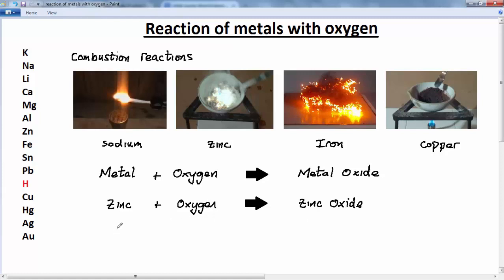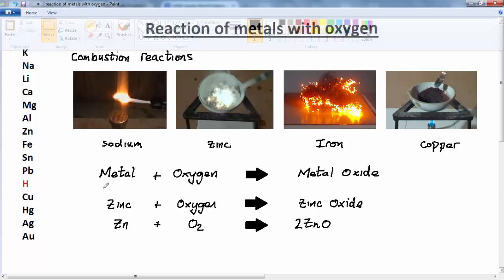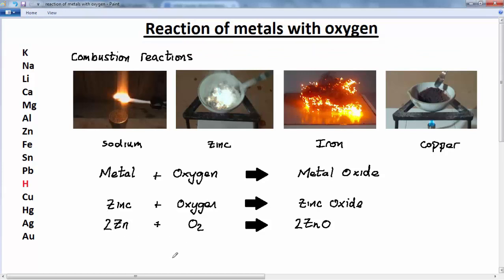And we want to write out the symbol equation. Then we write zinc, Zn, oxygen again is a diatomic molecule. Don't forget that, and then zinc oxide, ZnO. We need to balance the equation. We've got 2 oxygens here, 1 here, we need to put a 2 here. And of course now we've got 2 zincs, so we need to put 2 zincs here. Like that, and the equation is now balanced.